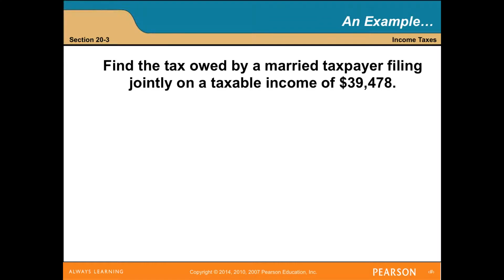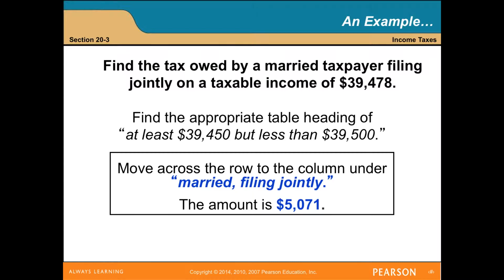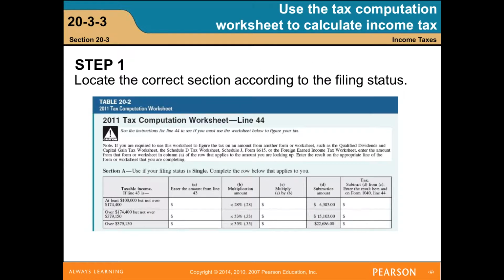An example, find the tax owed by a married taxpayer filing jointly on a taxable income of 39,478. Find the appropriate table heading of at least 39,450 but less than 39,500. Move across the row to the column under married filing jointly, so then you figure the amount is 5,071.